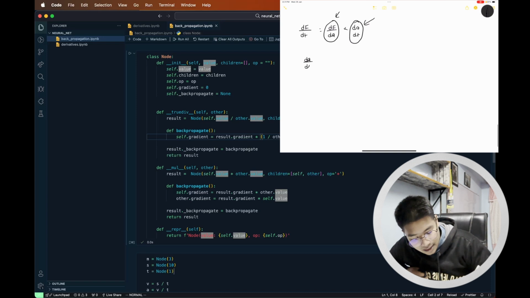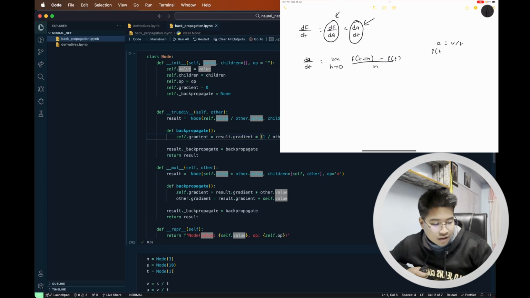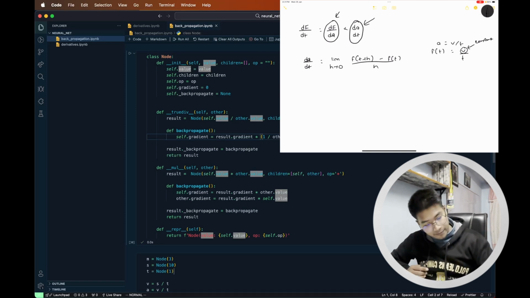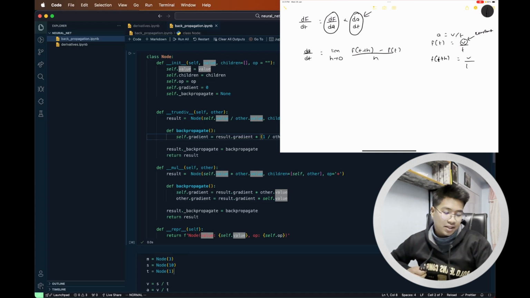So let's calculate that. dA by dt is the limit as h tends to 0 of the function of t plus h minus the function of t, divided by h, and acceleration is basically v by t, and the function of t is again v by t. Remember, this time v is a constant, because we're doing a partial derivative. So that means the function of t plus h should be v by t plus h.